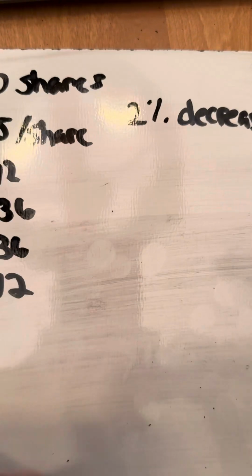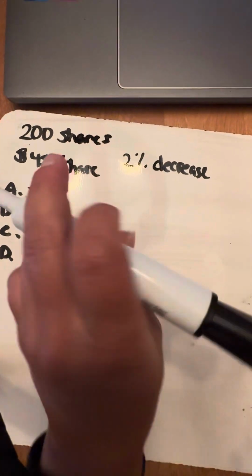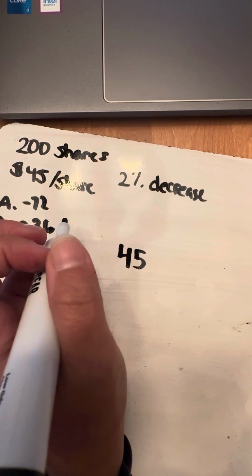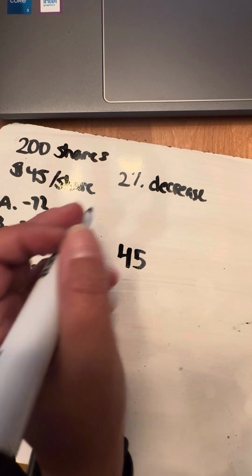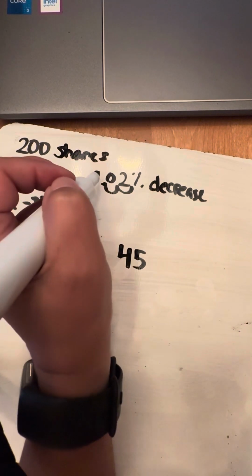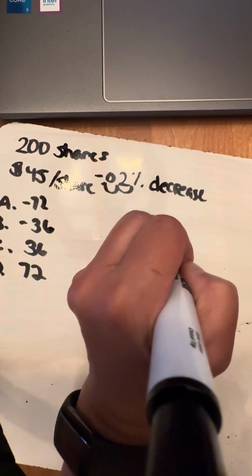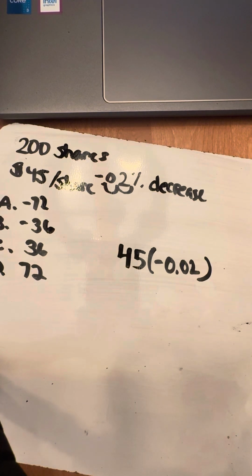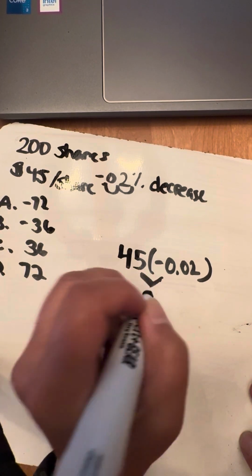Now we're going to start to focus. We have $45 per share, so we're going to take the 45. We are doing a decrease of 2%, and changing that from a percent to a decimal, you just move the decimal 2 places over. So that is 0.02, and because it's a decrease, we're going to put a negative in front of it. So we're going to take 45 and multiply that by negative 0.02, and when we do that, we end up with negative 0.9. Now, that's part of my answer.